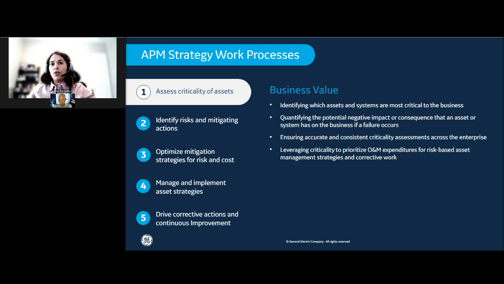In many cases, the result of a criticality assessment is around 15% of the asset population that represent the 80 or 85% of the largest potential consequence that you have in your business. It is the first step. Try to think that it's necessary to have a criticality assessment across the enterprise, and then we can start to prioritize our operational and maintenance expenditure, thinking from a risk perspective.